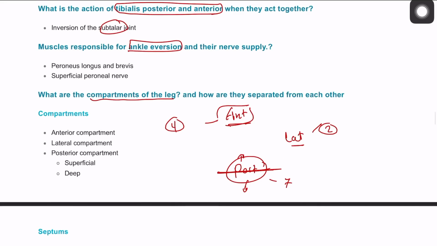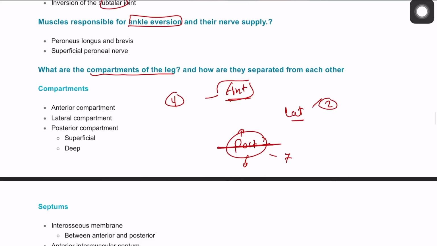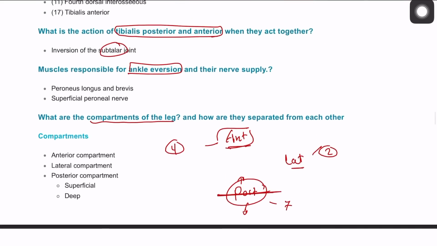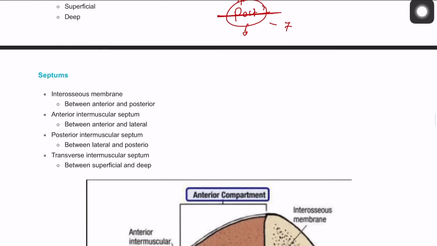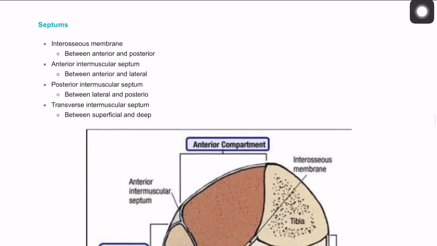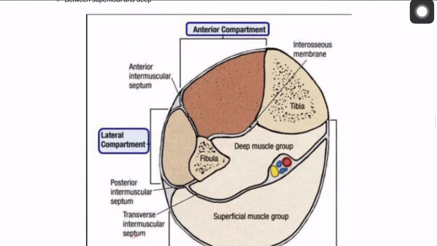We're going to come back to the anterior compartment muscles in a bit. So the septums between these compartments: if you look in this transverse section, you're starting here with the tibia. On the other side, there is the fibula, and in between there is the interosseous membrane.